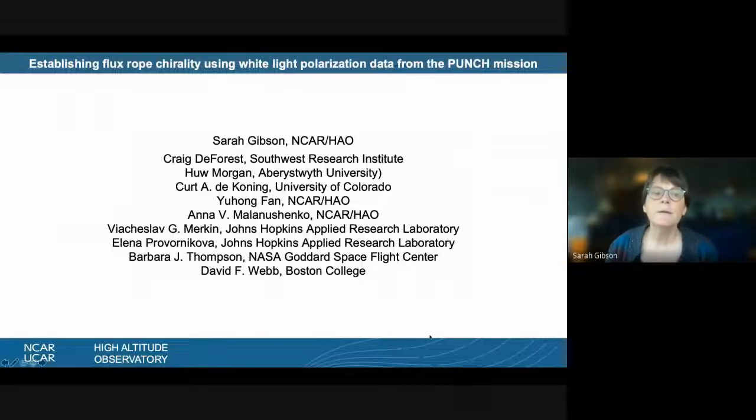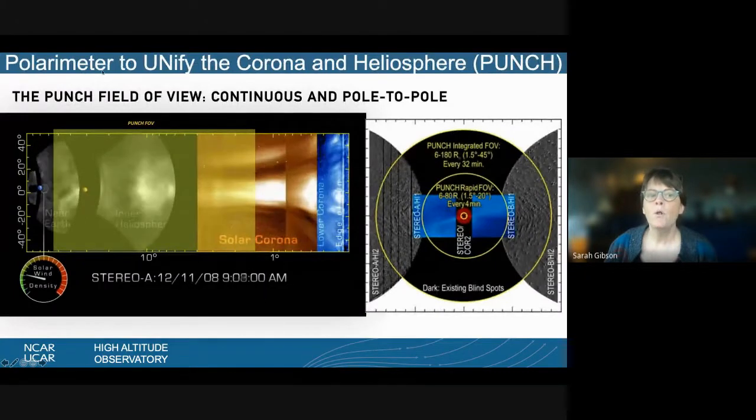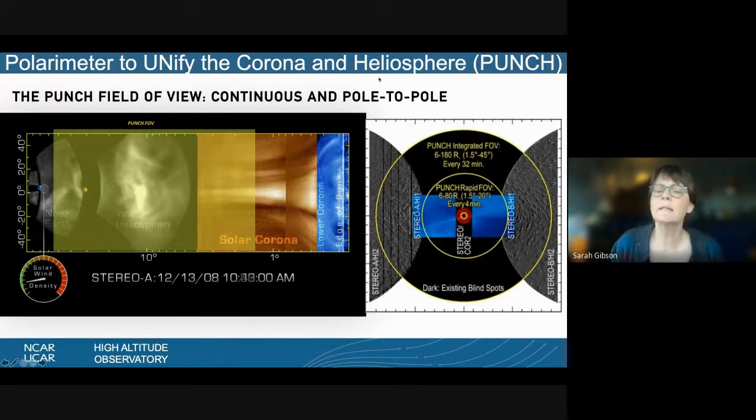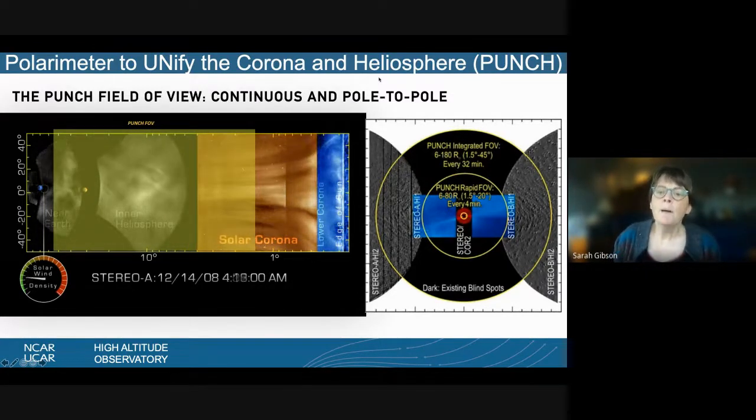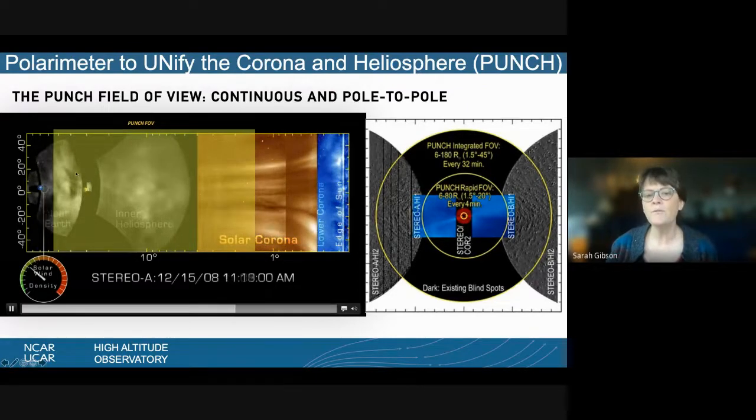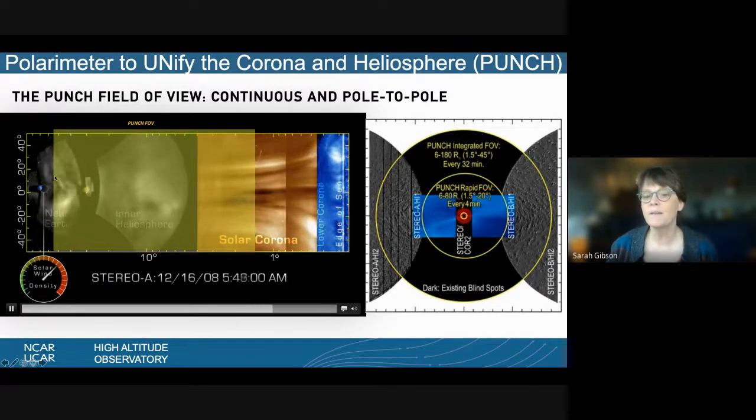Hi, I'm Sarah Gibson, and I'm going to be talking today about how we can establish flux rope chirality using white light polarization data from the PUNCH mission. So the Polarimeter to Unify the Corona and Heliosphere, or PUNCH, is a small explorer mission that has been selected by NASA for flight. PUNCH studies the young solar wind, which is the region where the corona gives rise to the heliosphere and solar wind.